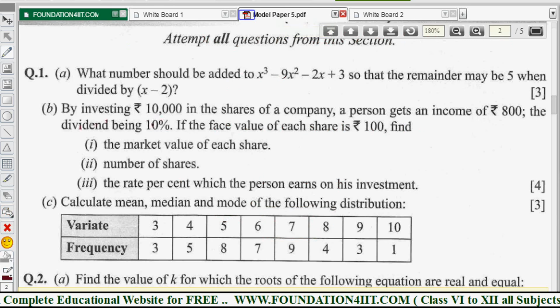By investing 10,000 in the shares of a company, a person gets an income of rupees 800. The dividend being 10%, the face value of each share is 100. Find the market value, number of shares, and rate percent which a person earns on his investment. Let's take the given data and find out all this. Your total investment is 10,000.